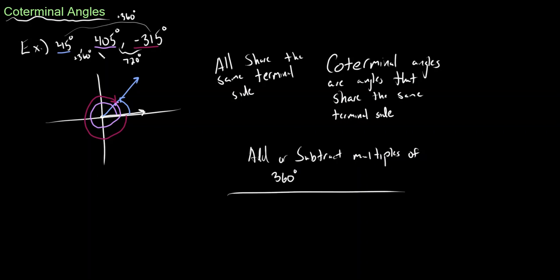If we added 360 to 45, we end up at 405. If we add 360 to that, we get another coterminal angle. If we did 45 minus 360, we would end up with a coterminal. Okay, all of these are just 360 degrees apart. Okay, so for example, let's say I was given some angle. Let's say negative 210 degrees. And I want to find some coterminal angles.